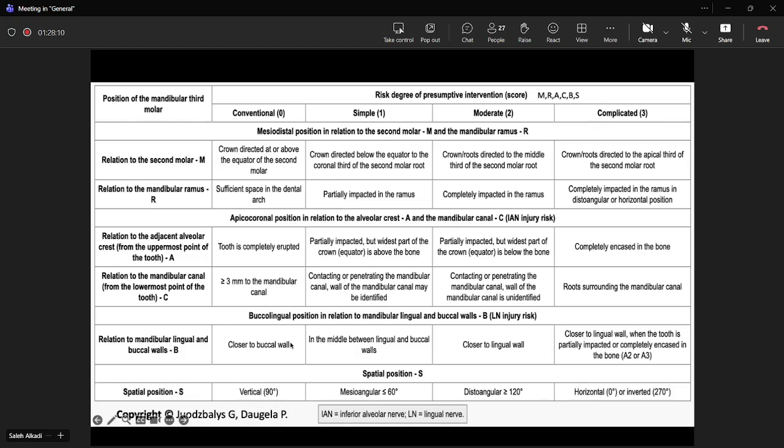And the way they use this classification: if the tooth scores all 0, then that means it's a conventional extraction. If the tooth has at least one category with score 1, then this is a simple surgical extraction. If it has at least one category with score 2, then this is a moderate surgical extraction. If it has one category with score 3, then this is a complicated extraction.